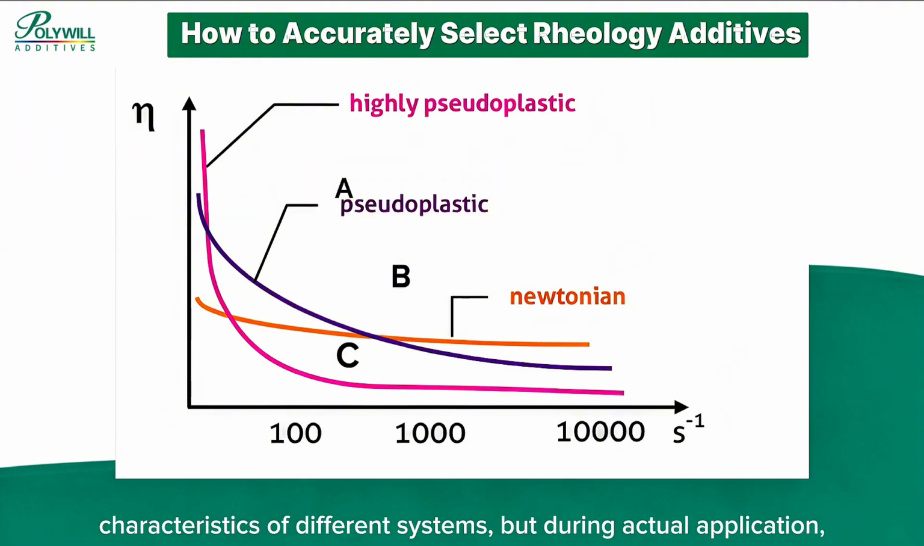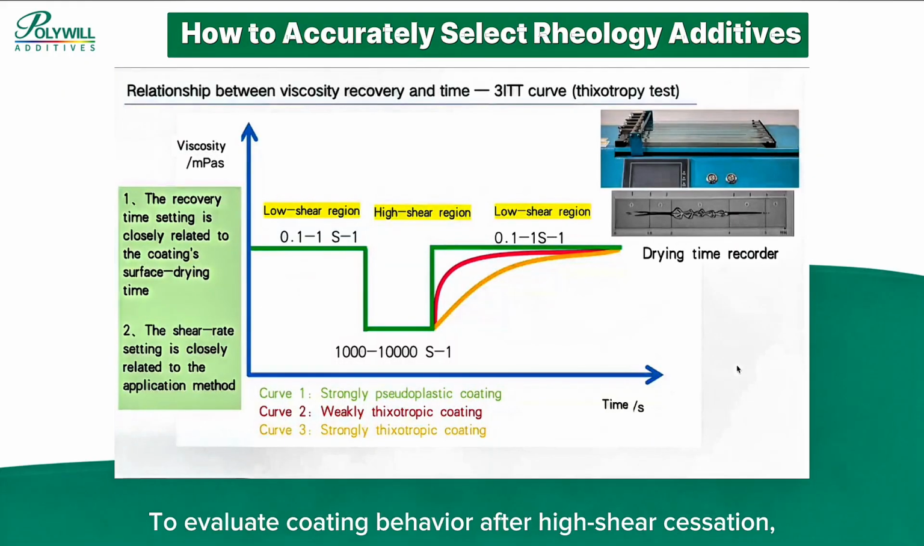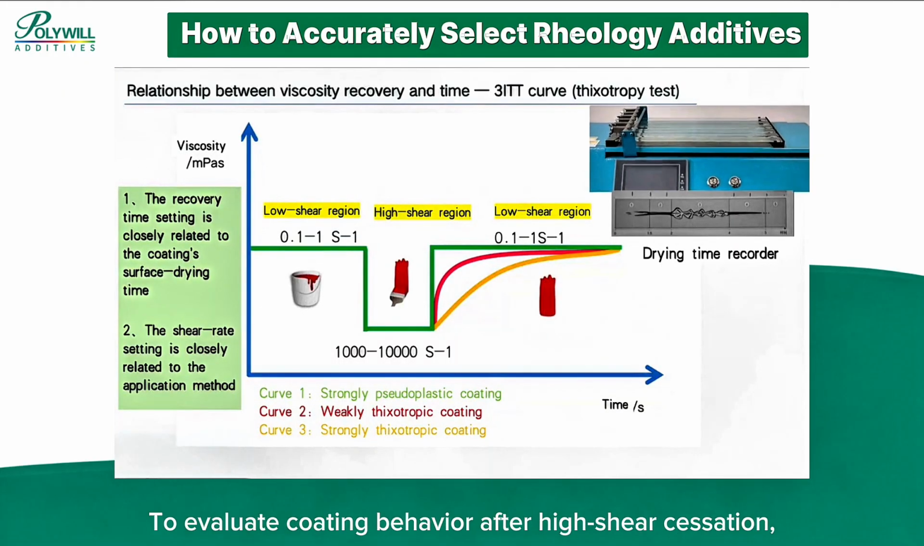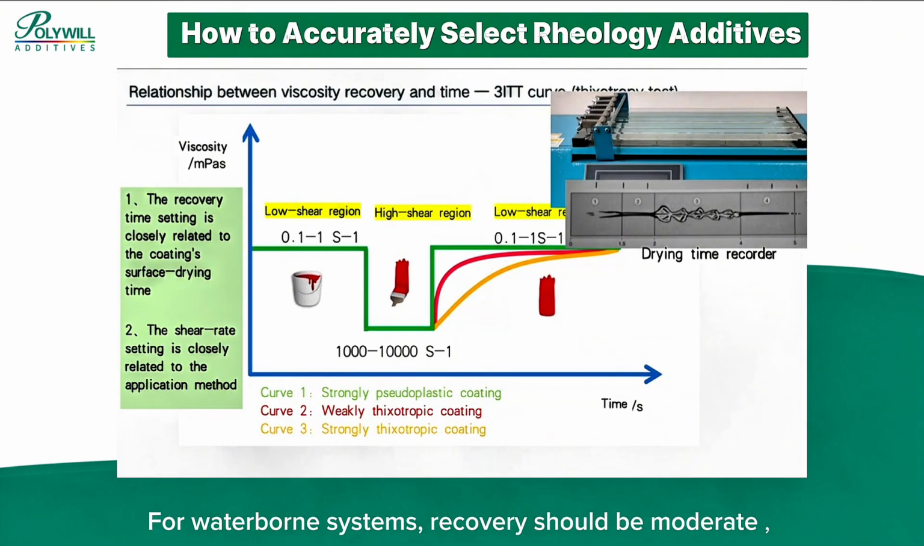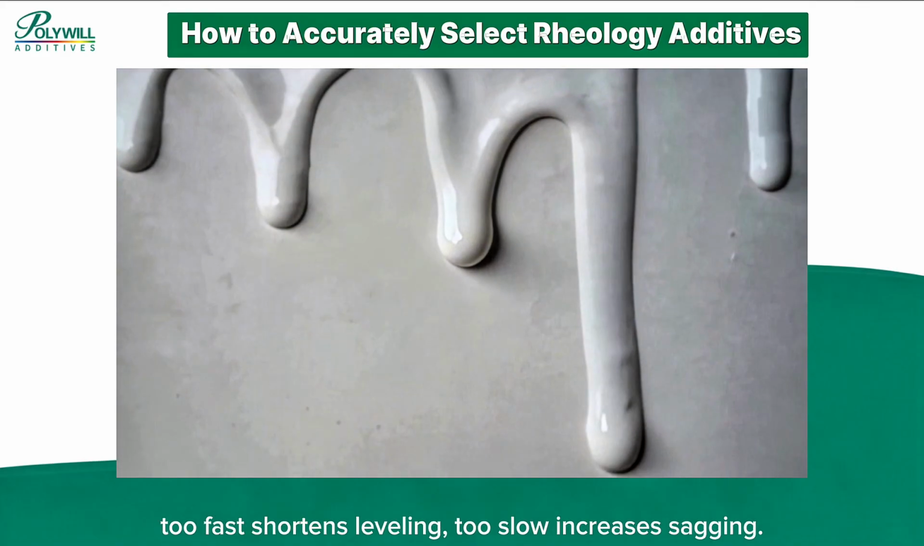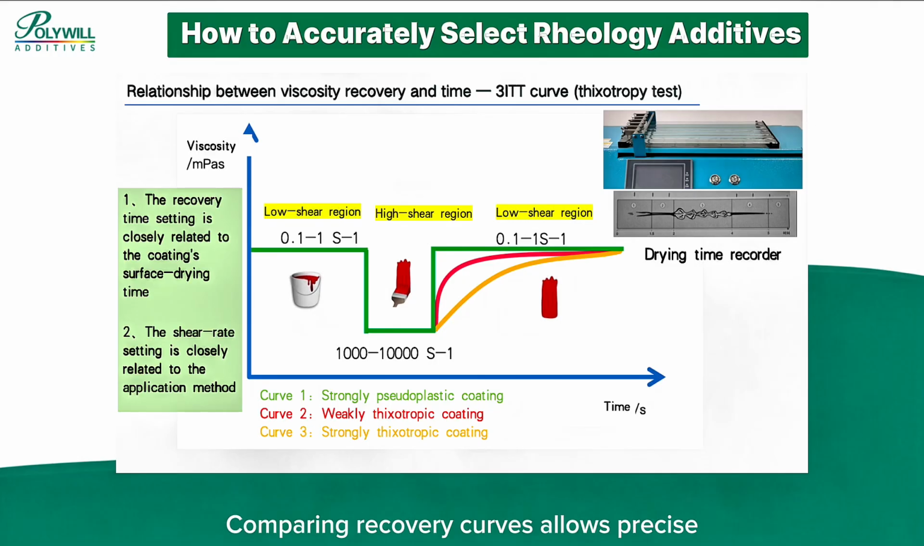But during actual application, the most critical focus is on the high shear region. To evaluate coating behavior after high shear cessation, we use three ITT curves to analyze viscosity recovery. For waterborne systems, recovery should be moderate. Too fast shortens leveling, too slow increases sagging. Comparing recovery curves allows precise matching of thickeners to application needs.